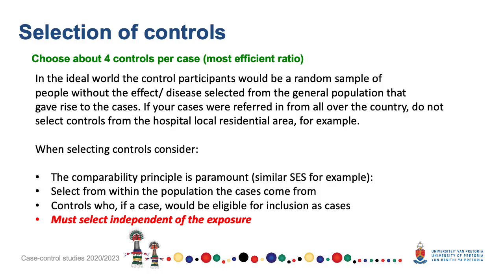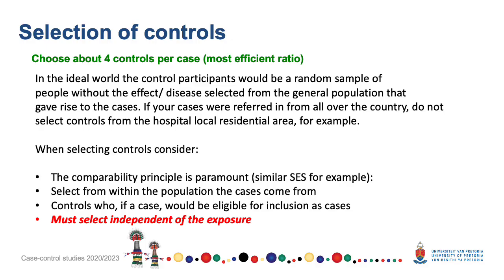In contrast to the selection of cases, selection of controls is fraught with problems. The first problem is that there is a tendency, if one is not very careful, that you might select inappropriate controls that are not representative of the population from which your cases have arisen. You don't want that to happen because then you're not comparing to an appropriate control.